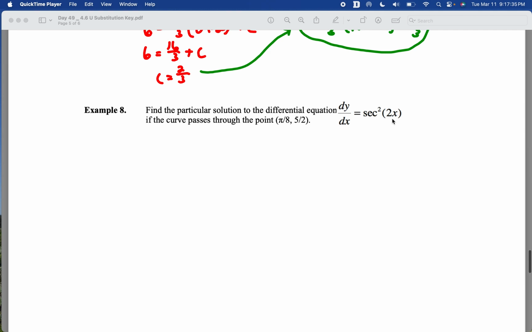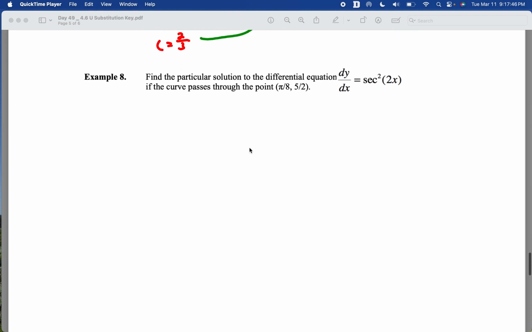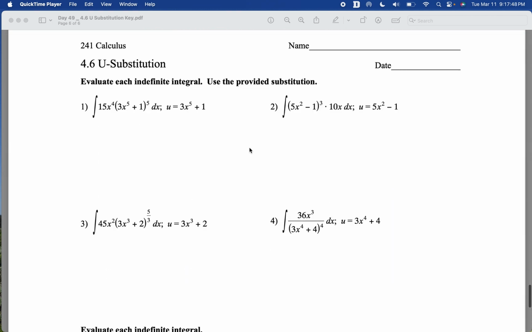Okay, so this one's similar. The u would be 2x. The antiderivative of secant squared is what? What gives me secant squared if it's a derivative? That would give me tan. And then we just kind of go from there. And yeah. Okay, so finish that up.